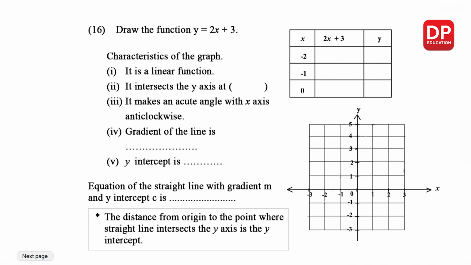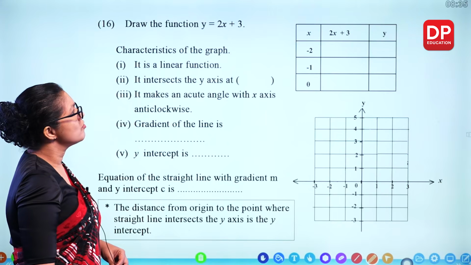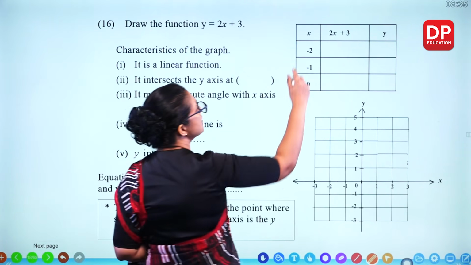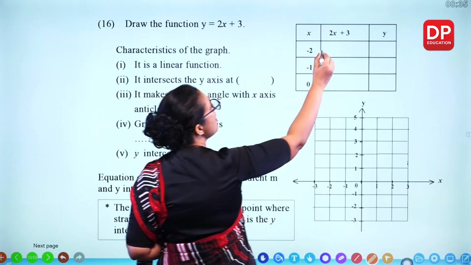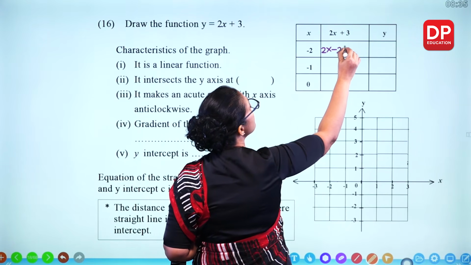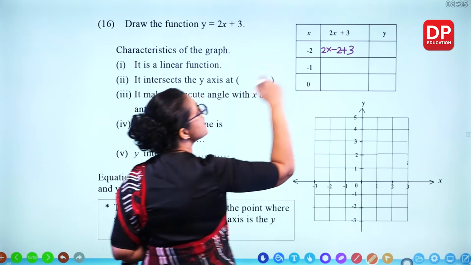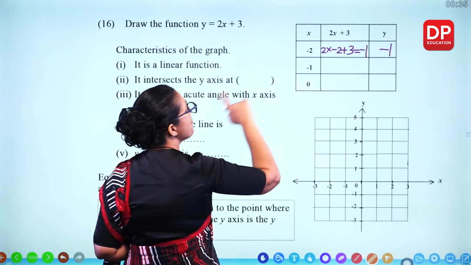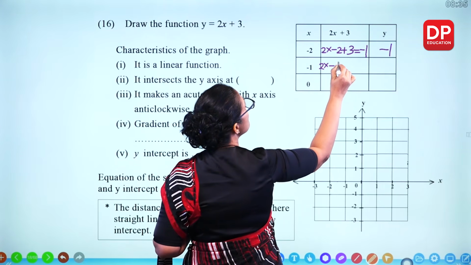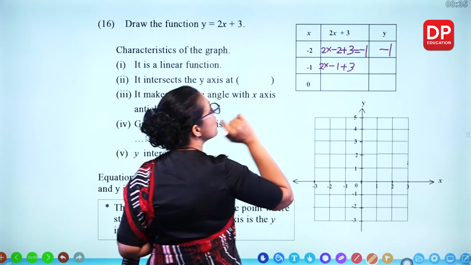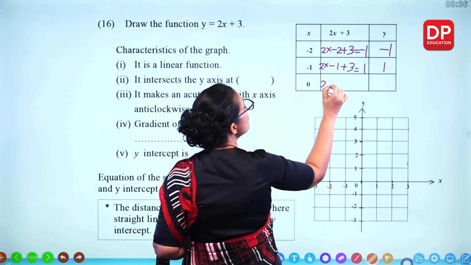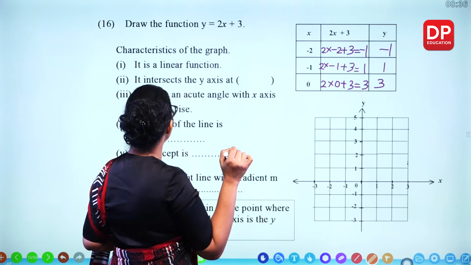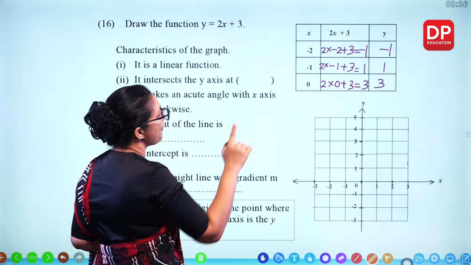Now we'll look at this graph. Y equals 2x plus 3. This is also a function. So we'll substitute some x values to get y values. Here, 2 times minus 2 plus 3. Minus 4 plus 3, you get minus 1. So the y value is minus 1. Substitute minus 1: 2 times minus 1 plus 3. Minus 2 plus 3, positive 1. 2 times 0 plus 3, you get 3.